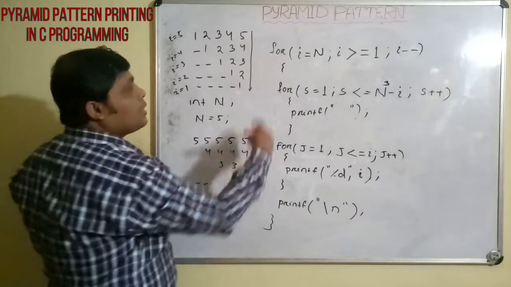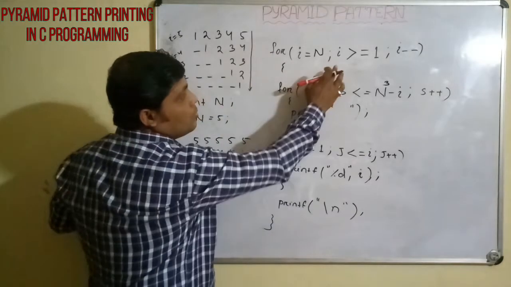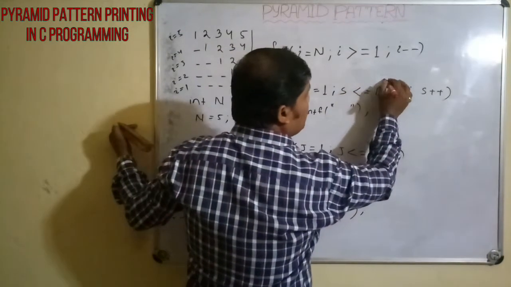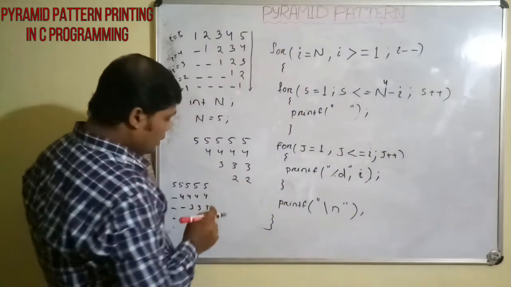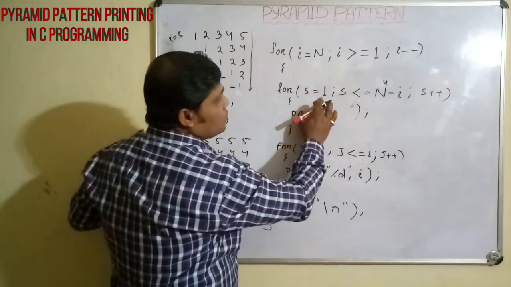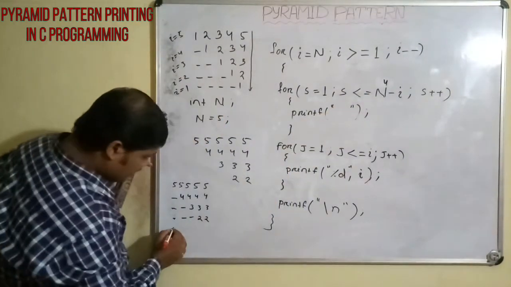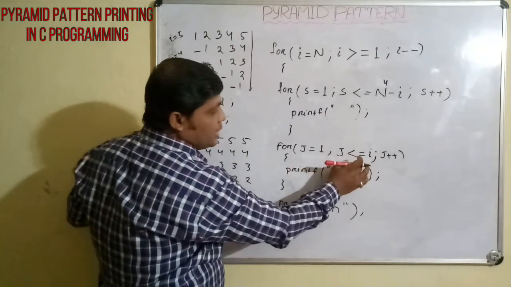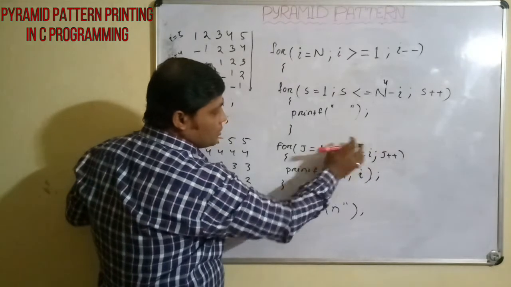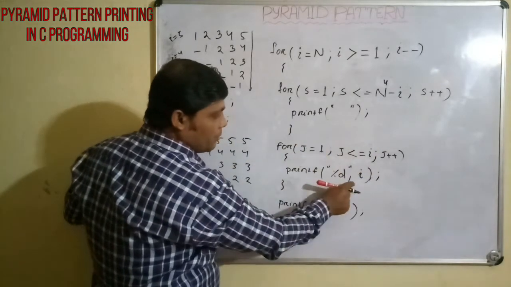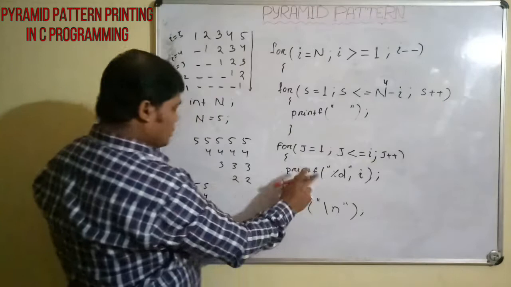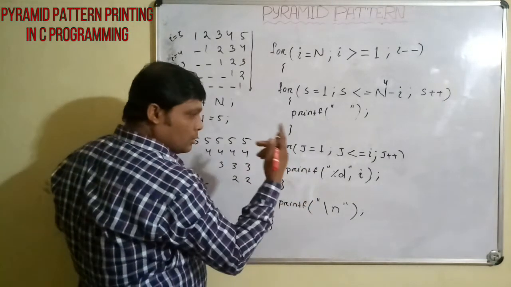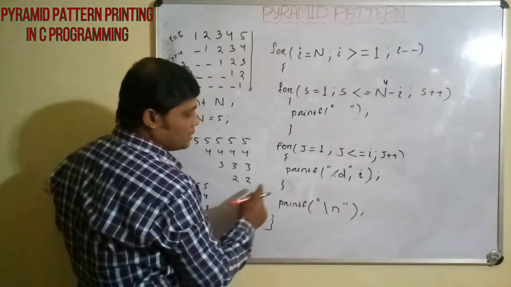Clear? Then I value will be what? 1. 1 greater than equal to 1. Yes. Then 1 to 5 minus 1. This is 4. So it will print 4 spaces. Clear? After this, j equal to 1. J less than equal to 1. 1 is 1 to 1. Continue for 1 time. It will print I once. I value is now 1. So it will print 1 only once.